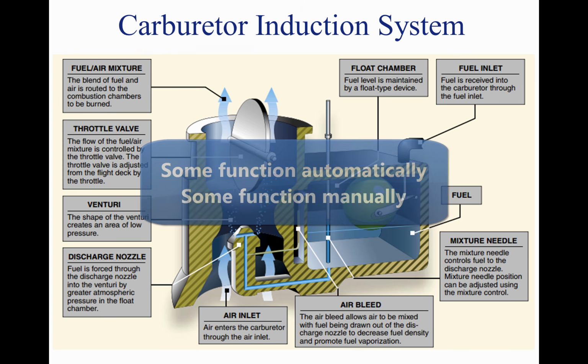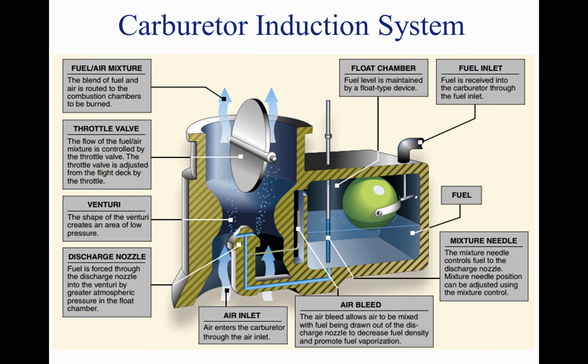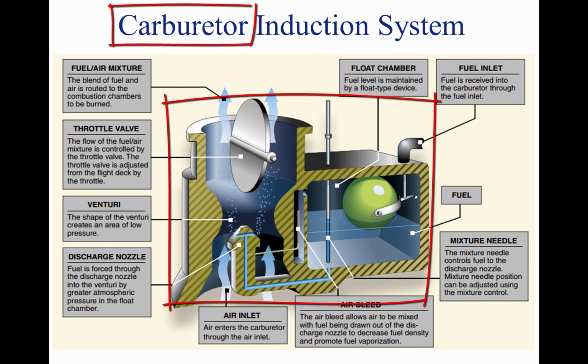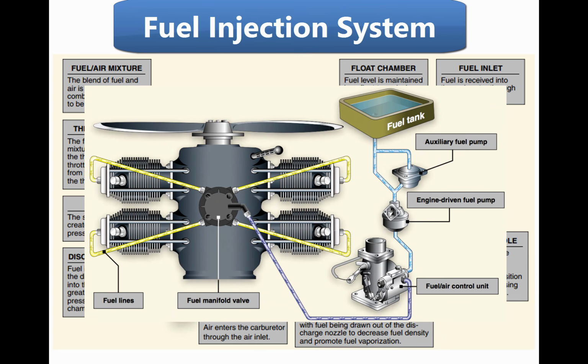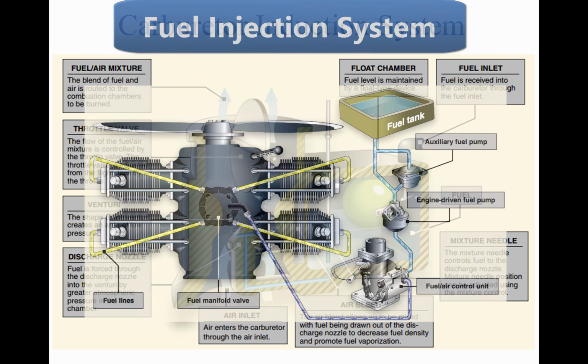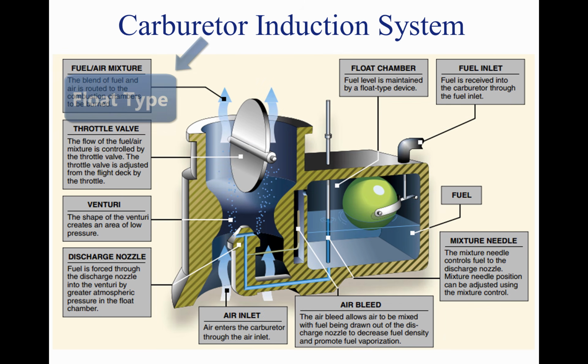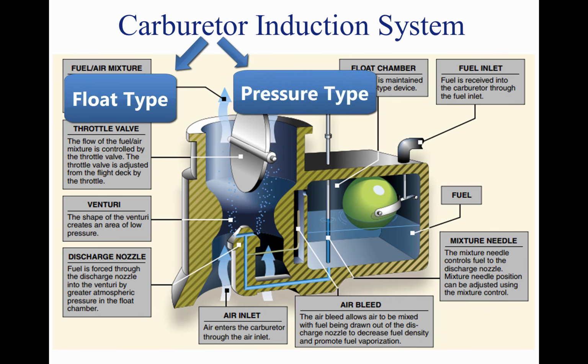Two types of induction systems are commonly used in small aircraft engines. One, the carburetor system, which mixes the fuel and air in the carburetor before this mixture enters the intake manifold. Two, the fuel injection system, which mixes the fuel and air immediately before entry into each cylinder or injects fuel directly into each cylinder. Carburetors are classified as either float type or pressure type.